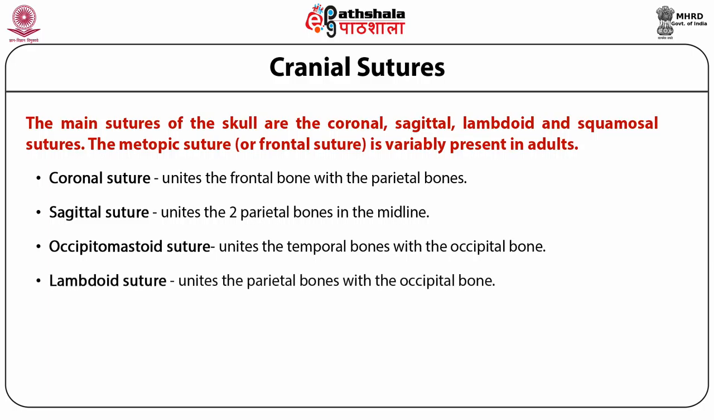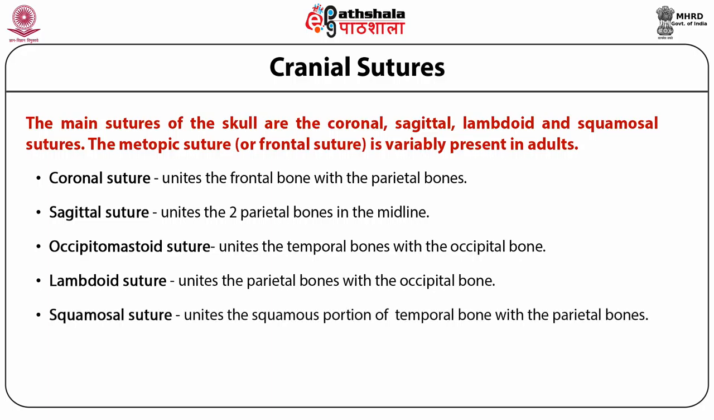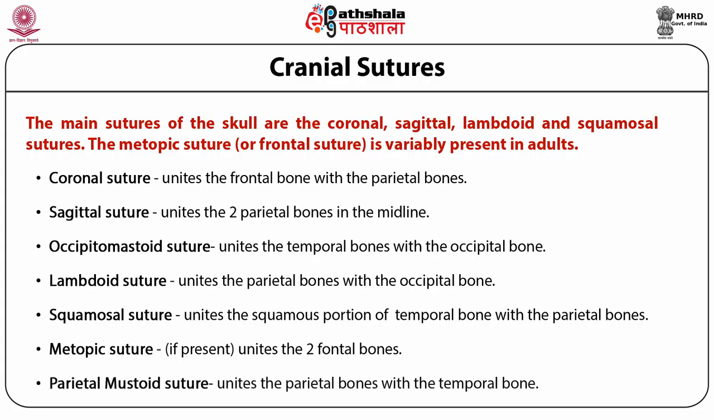Lambdoid suture unites the parietal bone with the occipital bone. Squamous suture unites the squamous portion of the temporal bone with the parietal bones. Metopic suture, if present, unites the two frontal bones. Parieto-mastoidal suture unites the parietal bones with the temporal bones.